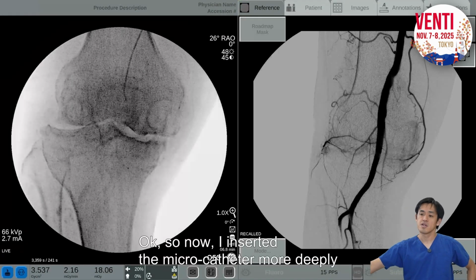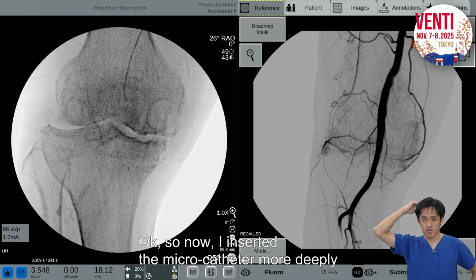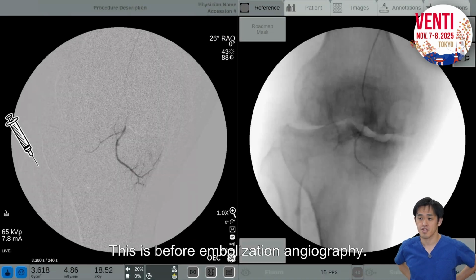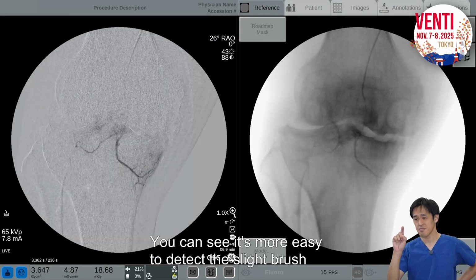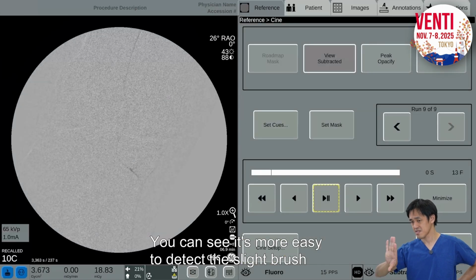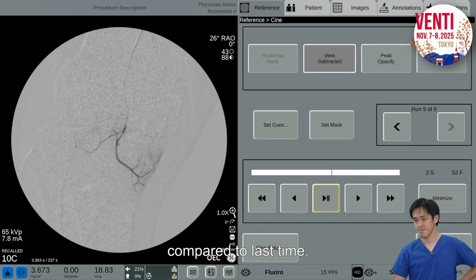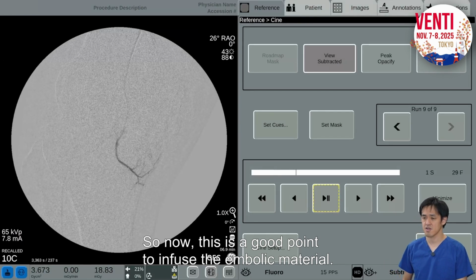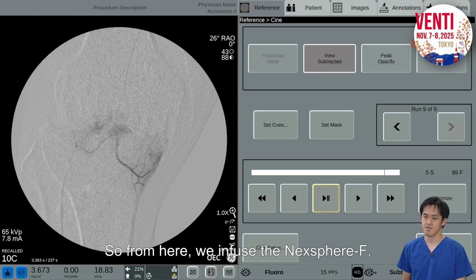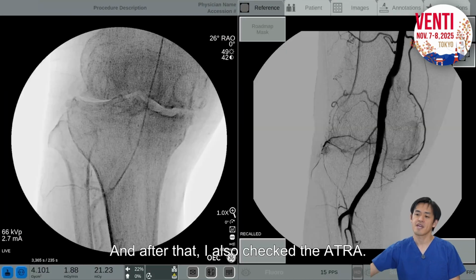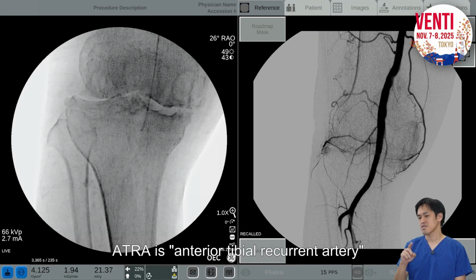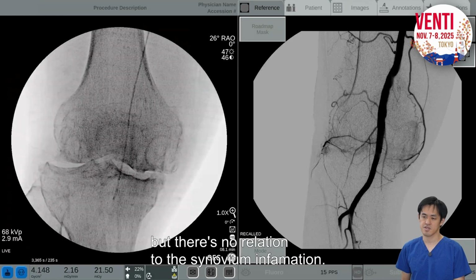Okay, so now I inserted the microcatheter more deeply and performed angiography before embolization. This is the before-embolization angiography. You can see the slight blush is easier to detect compared to the last time. So now this is a good point to infuse embolic material. From here we infuse the Nexphere-F, and after that I also check the ATRA. ATRA is the anterior tibial recurrent artery, but it has no relation to the synovium inflammation.